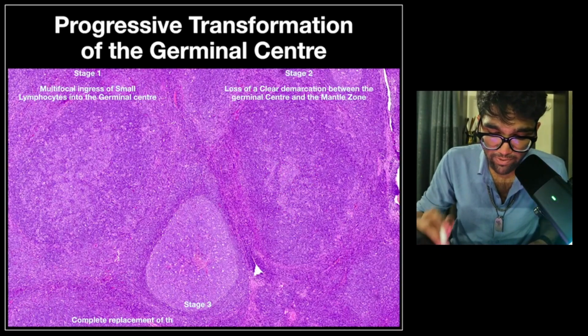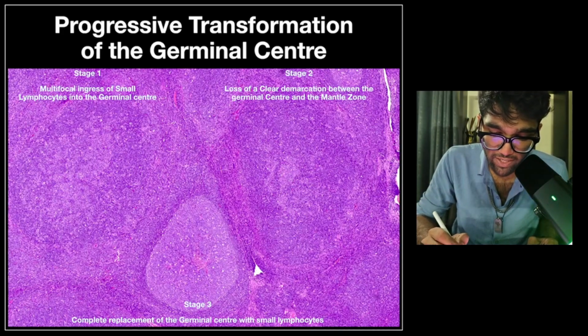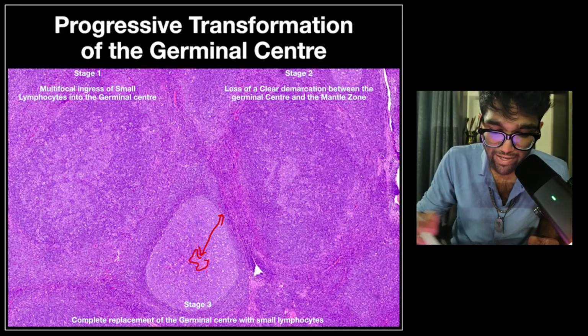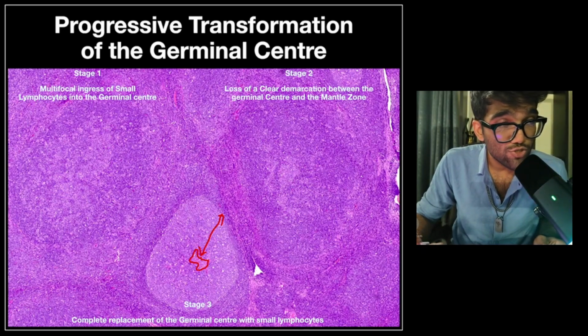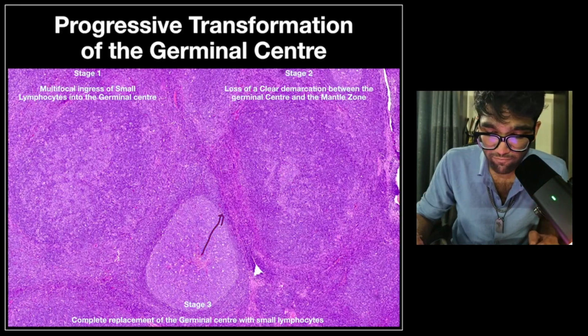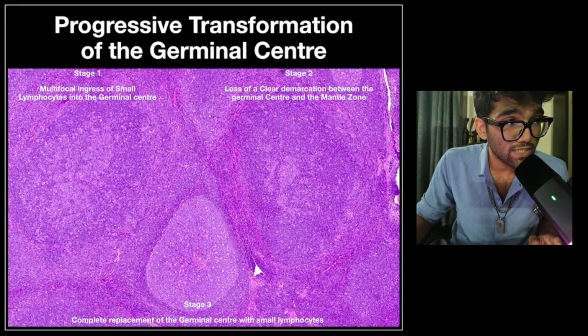Finally, we have such a huge expansion of the mantle zone and such a reduction of the germinal center that you can barely see the germinal center. The germinal center is completely replaced with small lymphocytes of the mantle. So these are the three stages of progressive transformation of the germinal center, and this is a completely normal finding.